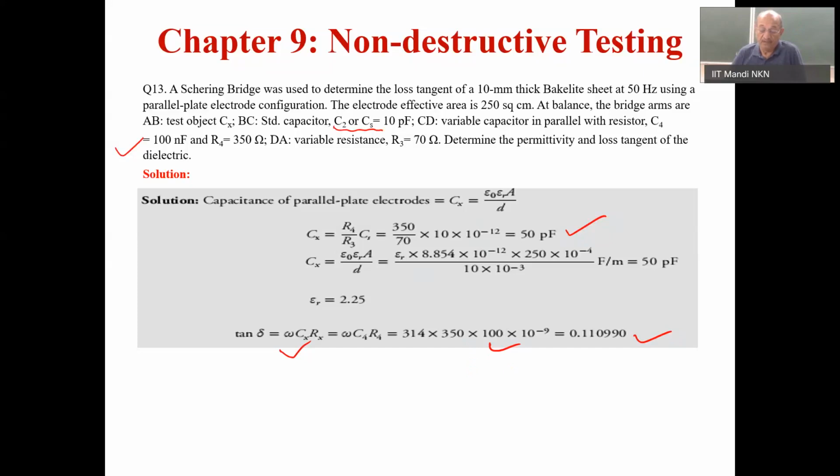Okay, so actually you have not known epsilon r. You've been asked to determine the permittivity, so you have measured the CX to be 50 picofarad, and it is given according to this formula. So epsilon r you can find out from here. This epsilon r will work out to be 2.25, and tan delta is omega C4 R4. It will be given to be equal to 0.110990. So you can say 1.1 into 10 to the power of minus 2.